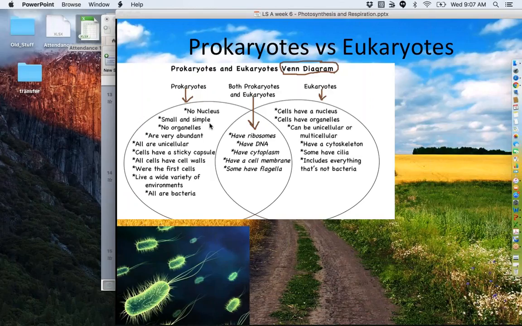Prokaryotes are very unique in that they don't have a nucleus, they're very small and simple, no organelles, that kind of thing. And eukaryotes would be both plants, I'll put P, and animals that we know. So prokaryotes are things like bacteria, archaea, really small types of very simple organisms. But eukaryotes, plants and animals, have much more complex cells.